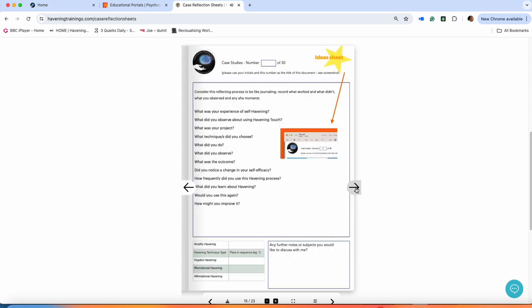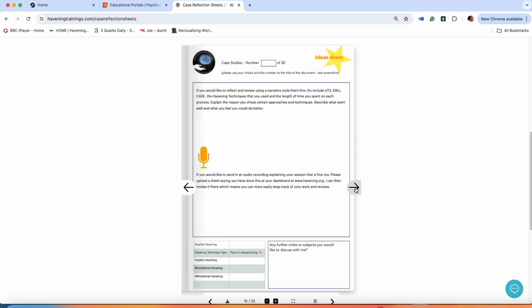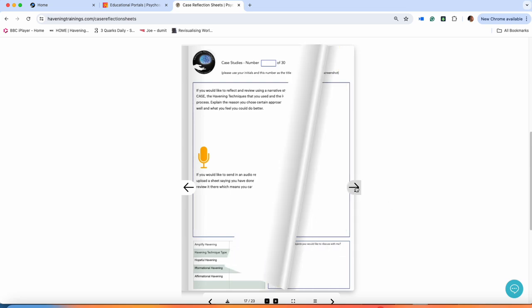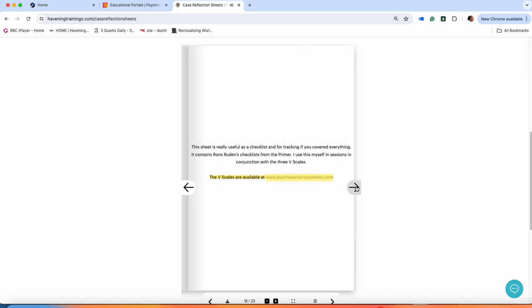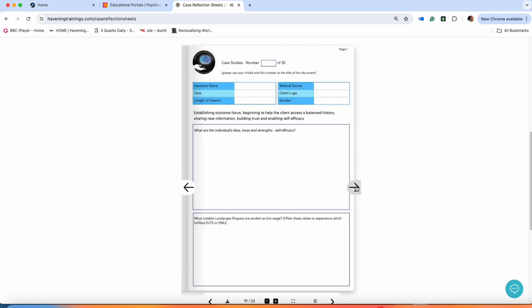So this is the simplest way of writing up a case, which is to just write a narrative about it, and then I'm starting to explain what you could add in. It would look as simple and as clean as that. You would put your havening techniques there in the order that you use them, so I can imagine the session. And then this is the kind of sheet that you might find yourself starting to use.